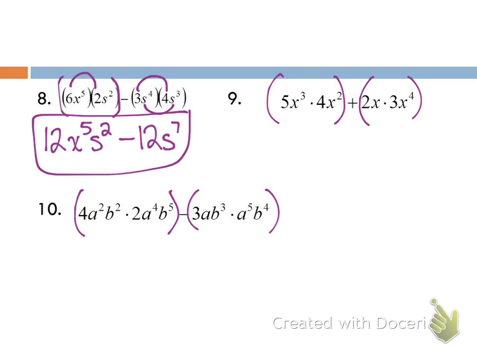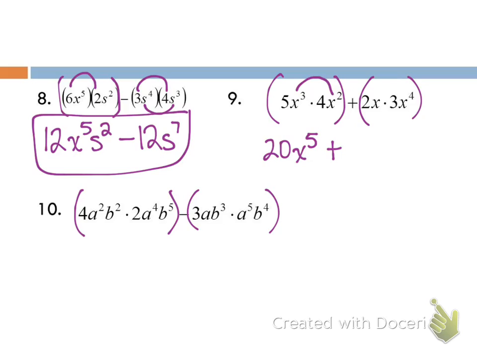We already talked about how we need to multiply inside those parentheses we added first. Connie, if I take 5 times 4, what do I get? 20. Nevaeh, if I take x cubed times x squared, what do I get? X to the 5th. Good. We add our exponents. Plus, now we're ready to go on to the other side.